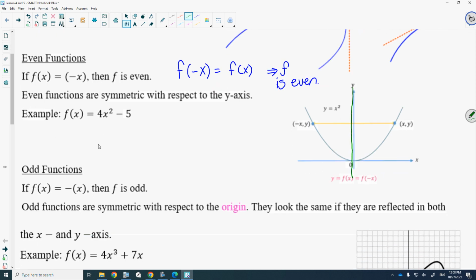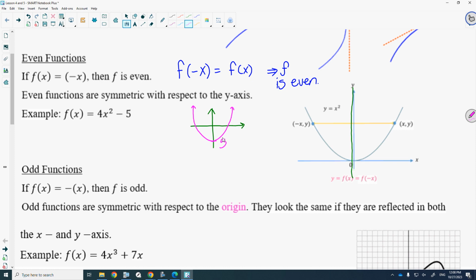So let's look at this example here, 4x squared minus 5. Hopefully you're able to visualize this function from your quadratics unit in 20-1. This function is a quadratic, and it has a y-intercept at -5. And we know that quadratics are symmetric, and this one would be symmetric about the y-axis. So this is what the graph would look like.